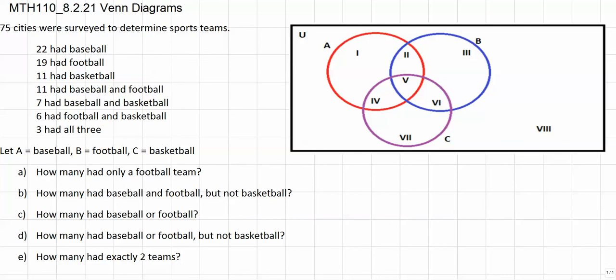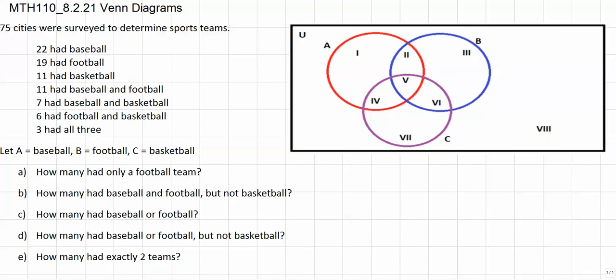75 cities were surveyed to determine sports teams. 22 had baseball, 19 had football, 11 had basketball, 11 had baseball and football, 7 had baseball and basketball, 6 had football and basketball, 3 had all three. We'll let A equal baseball, B equal football, and C equal basketball. We want to answer the following 5 questions.